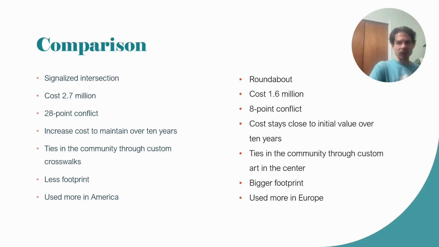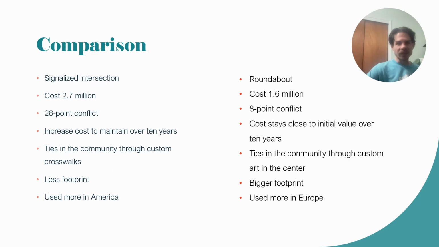When comparing cost and safety of each design option, we would choose a design based on available space, community desire, and cost. For 5th and E, we decided an intersection would work better based on the small available footprint. And for 1st and E, we decided on a roundabout. The cost is significantly less, and safety increases with only 8 points of conflict.